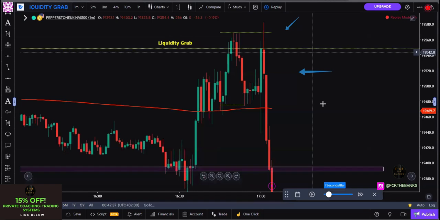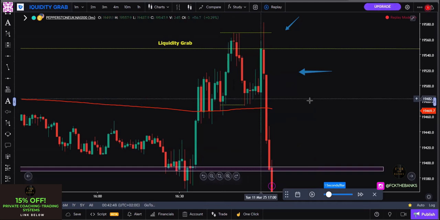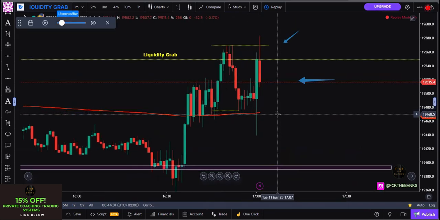Luckily I didn't lose money. Okay, but the thing that was missing was for price to break structure from these lows, which never happened, as you can see. Okay, guys, so that's why it's very, very important to understand liquidity levels and the market structure.